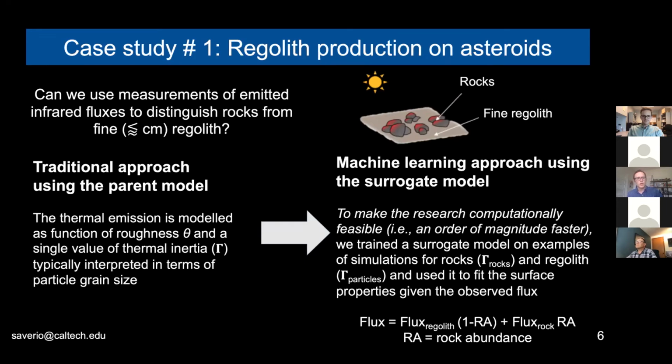So in the meanwhile, we thought to develop a machine learning approach, mostly to make the exploration of the parameter space of fine regolith and rock emission feasible to be explored computationally. And indeed, we trained the machine to recognize the combination of emission by rock and regolith, combine them linearly, and then fit the model to the data, and derive what we call rock abundance, which is this linear combination factor between the fluxes of regolith and rock.